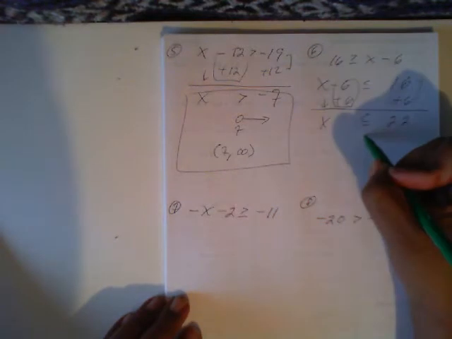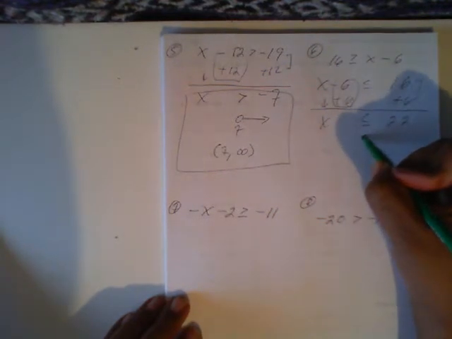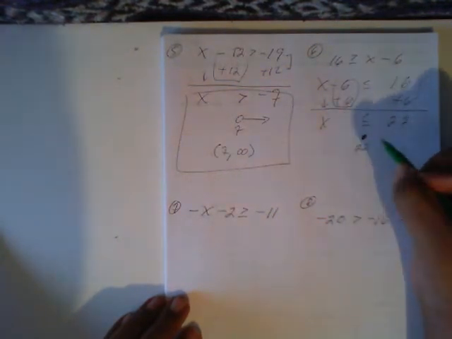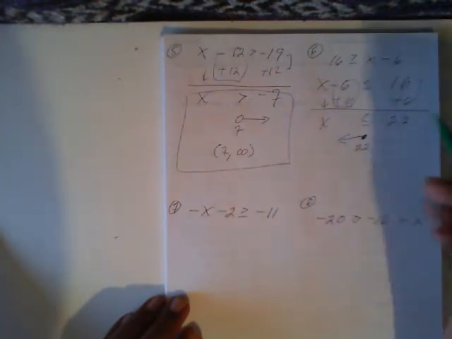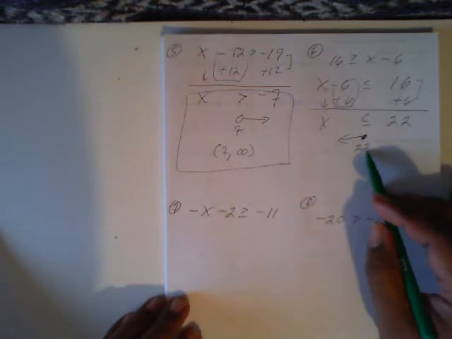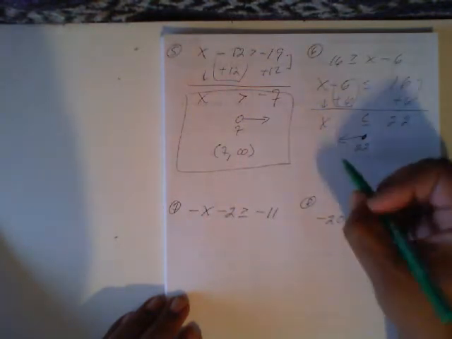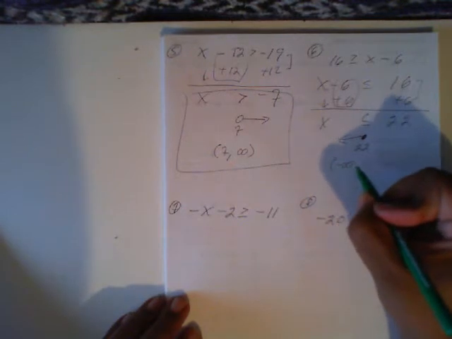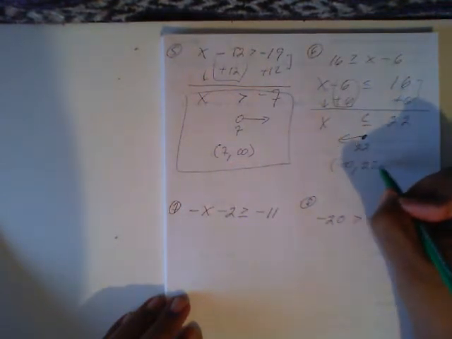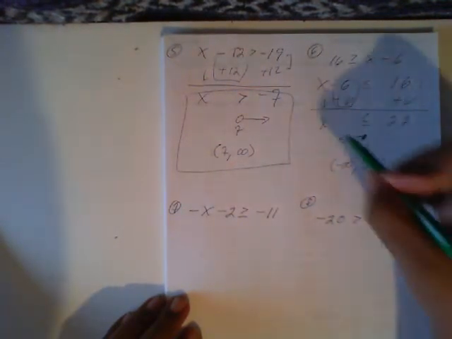Now, this will be a closed circle at 22 since it includes 22. And since this is a less than sign, we will have all the numbers to the left of 22, including 22. The interval notation of this, it will be parenthesis negative infinity to the left and 22 with a closed bracket to the right that includes 22.